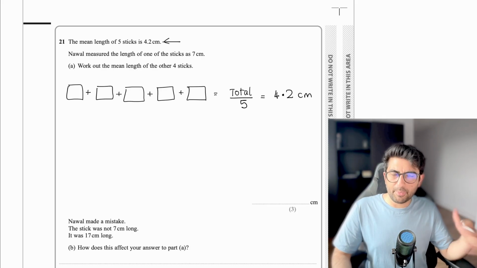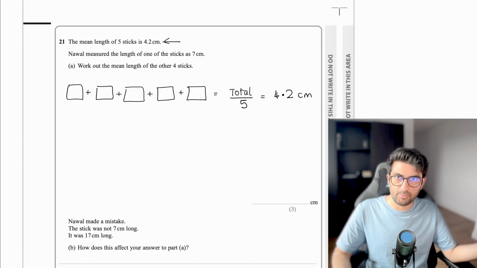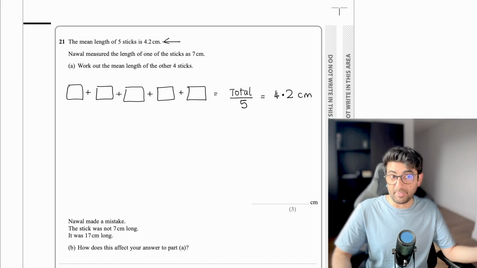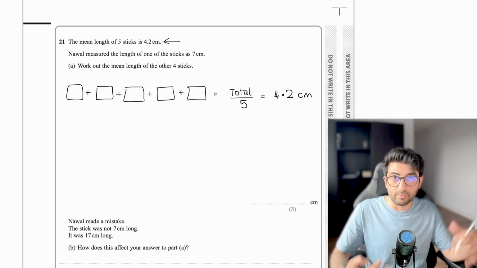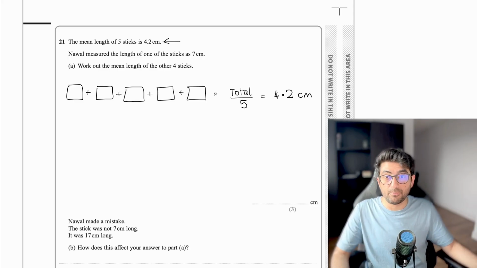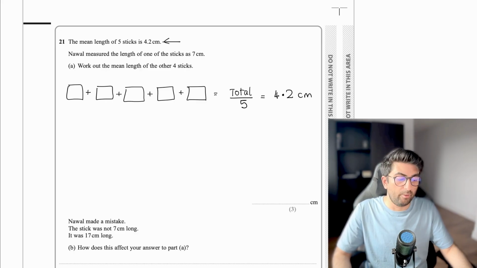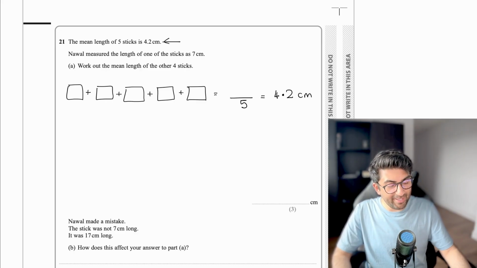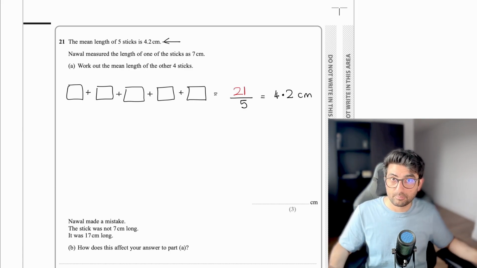Okay, so now we can work backwards. Because if we know the mean is 4.2, and how do we get the mean? We do total divided by 5. So some number divided by 5 is 4.2. So all we need to do is multiply 4.2 by 5. So 4.2 by 5 is 21. So now we know the total has to be 21 centimeters. That's the total of all the sticks put together.